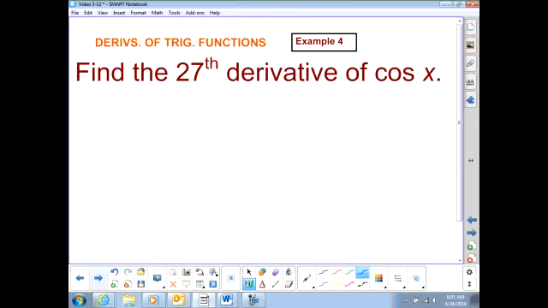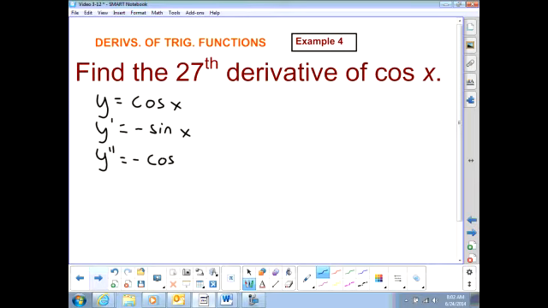So we're going to see if we can use our sine and cosine derivatives to find the 27th derivative of cos x. Well, we know the first derivative of cos x would be -sine x. The second derivative would be -cos x. The third derivative would be back to +sine x. And then for the fourth derivative, we're back to +cos x.